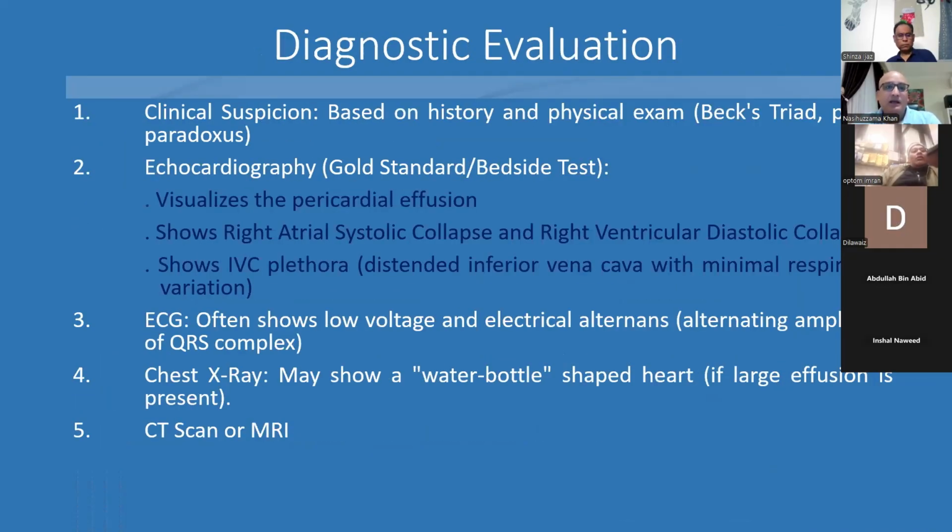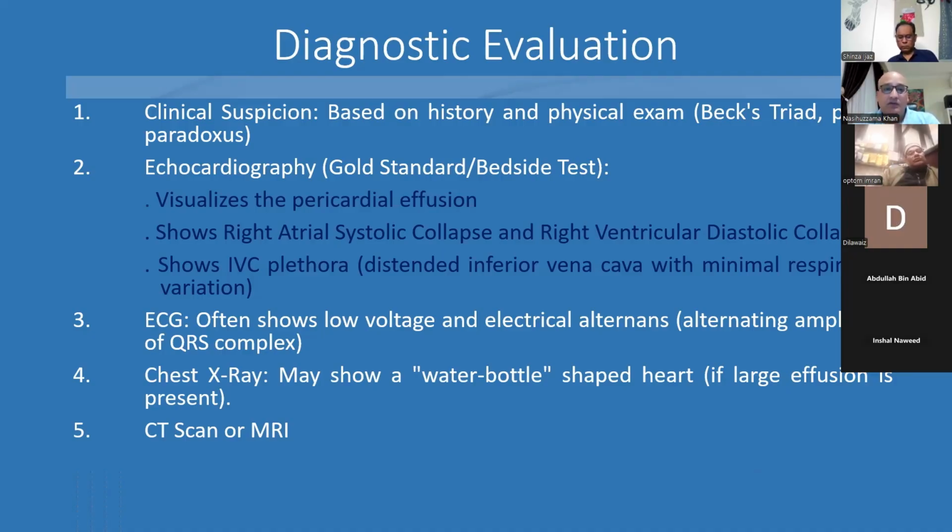Diagnosis. Clinical suspicion based on history and physical exam. Beck's triad, pulsus paradoxus, I mentioned in previous slides. Echocardiography, that is the gold standard and most reliable bedside test. It visualizes the pericardial effusion, shows right atrial systolic collapse and right ventricular diastolic collapse, and shows inferior vena cava plethora, a distended inferior vena cava with minimal respiratory variation.